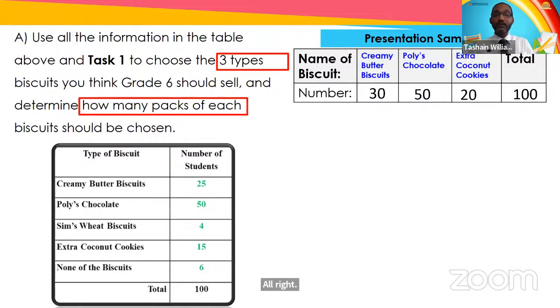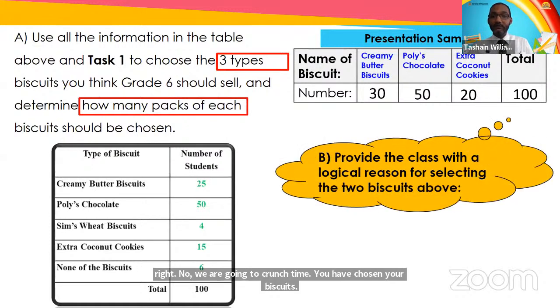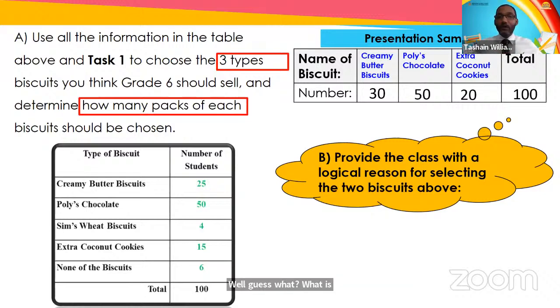You have chosen your biscuits. But guess what? What is the big question in front of you now? I'm going to ask all the other students who are on the platform now, both on Zoom and YouTube. Why did you choose those three biscuits to sell? There must be a reason why you chose those biscuits.